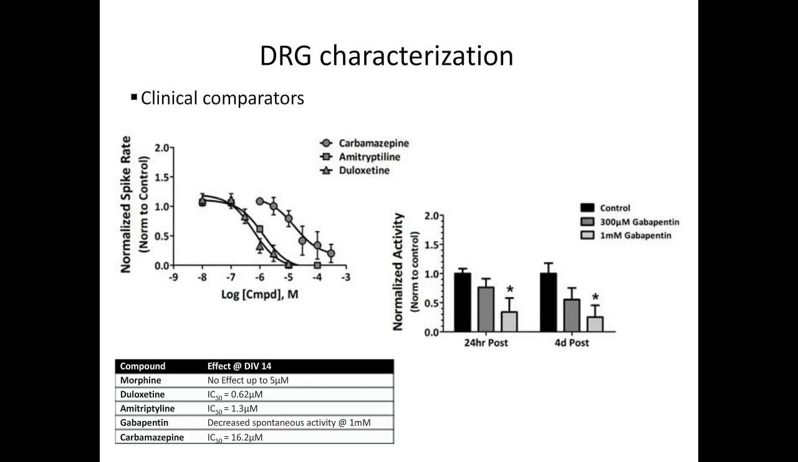You'll notice in the table at the bottom here, we did look at morphine, and this had no effect. This lines up with morphine acting more centrally for its analgesic effect. And so that lines up with what we were looking at, just a population of DRG neurons, so that made sense in this assay.